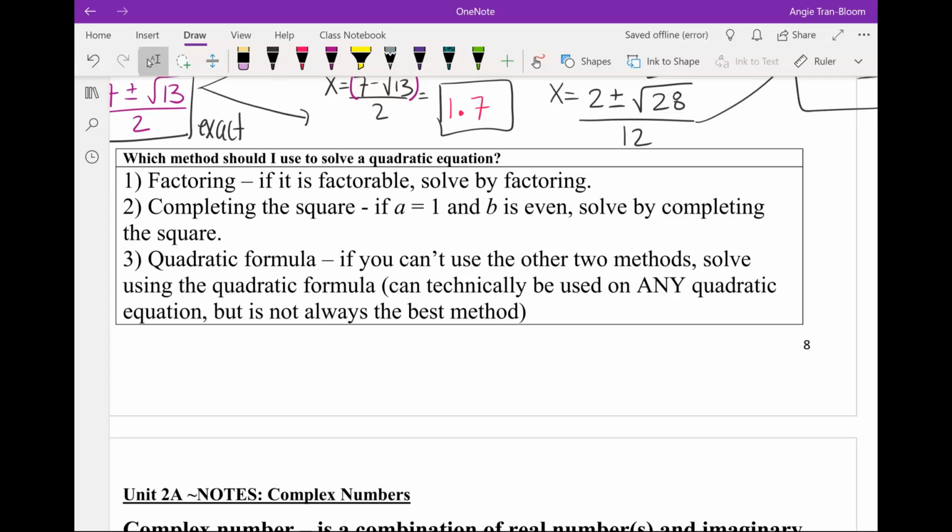Now, completing the square is easiest if your A value is 1 and your B value is an even number. Why would the B value being an even number be easiest for us? When you do side work, don't you divide it by 2? So when you divide an even number by 2, is that easier than an odd number? What happens when you take an odd number and divide by 2? Decimals or fractions. So that's why completing the square when B is even is best. Now when both of those don't work, guess what you resort to? That's right, the quadratic formula.